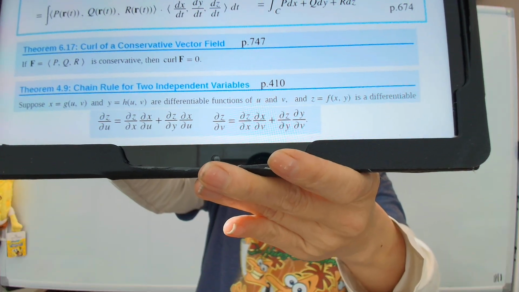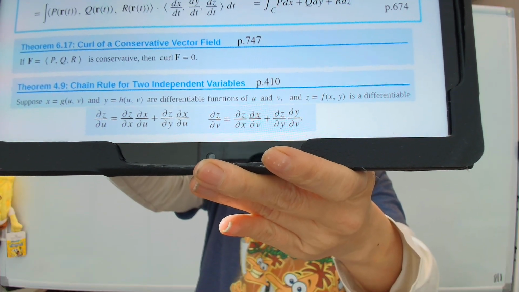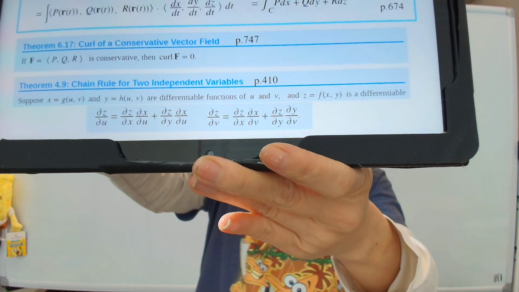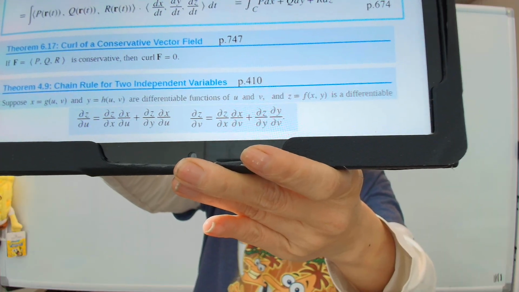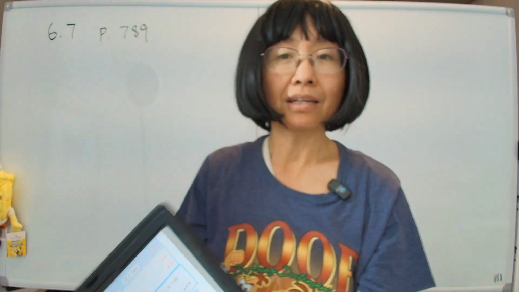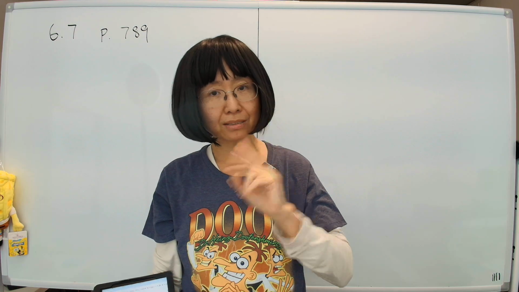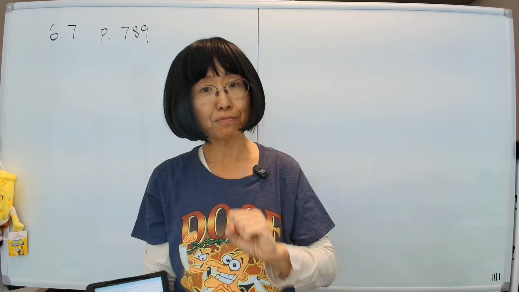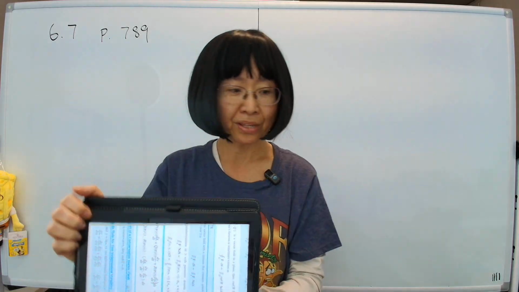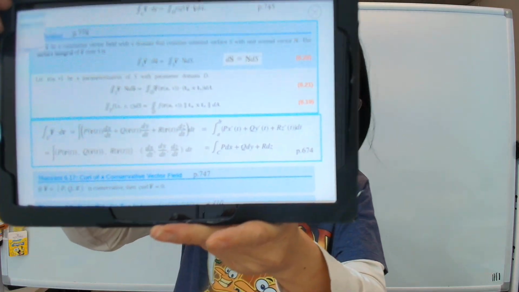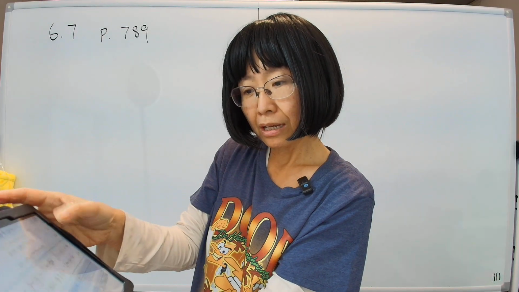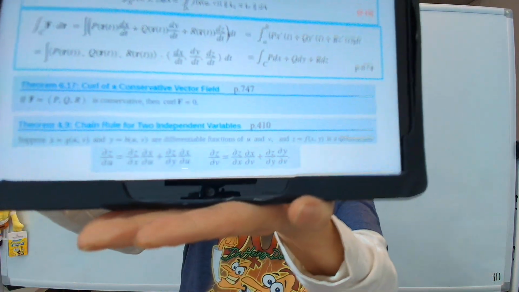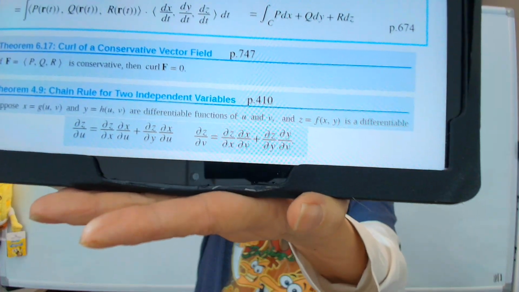Say x equals g(u,v) and y equals h(u,v) are differentiable functions, and z equals f(x,y). That means x is represented by two variables, and so is y. They are both represented by u and v. So when you plug stuff in to do the chain rule, here is what happens. Let's see, where did my chain rule go? Okay, now the chain rule, remember, is you're going to do partials.